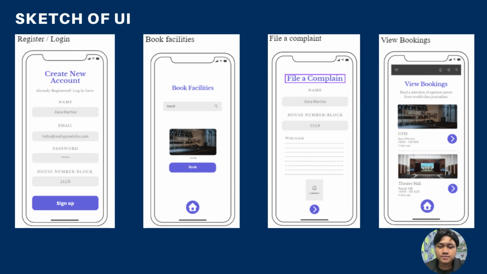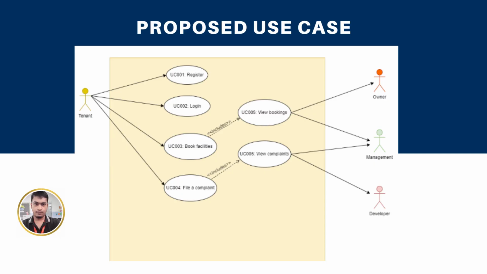So yeah, that's all. For the use case, we can see here the tenant will be able to register, log in, book facilities and file a complaint via our app. While the owner and developer can view bookings, the management will be able to view both bookings and complaints.